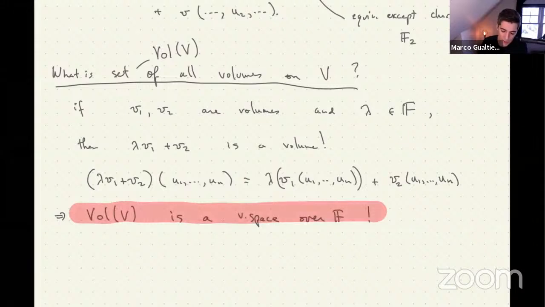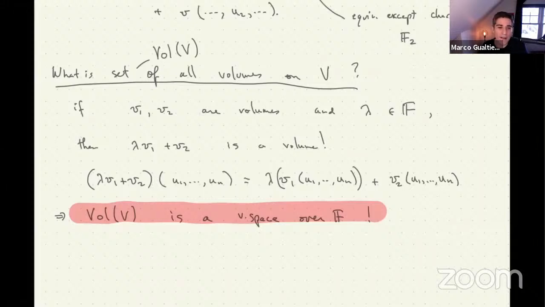Okay, so when I say what is vol V, what I'm asking is, what kind of a thing is it? Is it just a set? Is it a vector space? Is it a group? What is it? So what we see is that the set of all volumes, they actually form a vector space. Is that clear? Is that reasonable to everyone, or should I explain further? If you have 2 volumes, you can add them and so on.